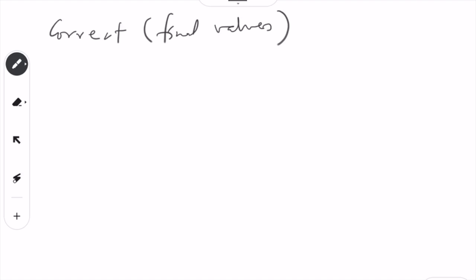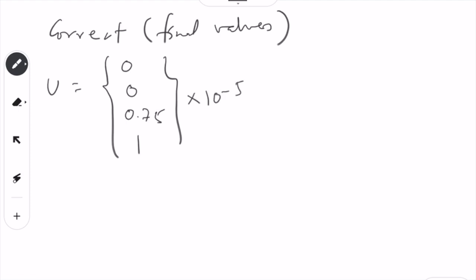u will be equal to 0, 0, and then it will be 5.76. So we have 5.76 divided by 7.68, so 0.75. So we have 0.75 and 1, multiplied by 10 to the power minus 5 meters. This is the answer. u will be like this.